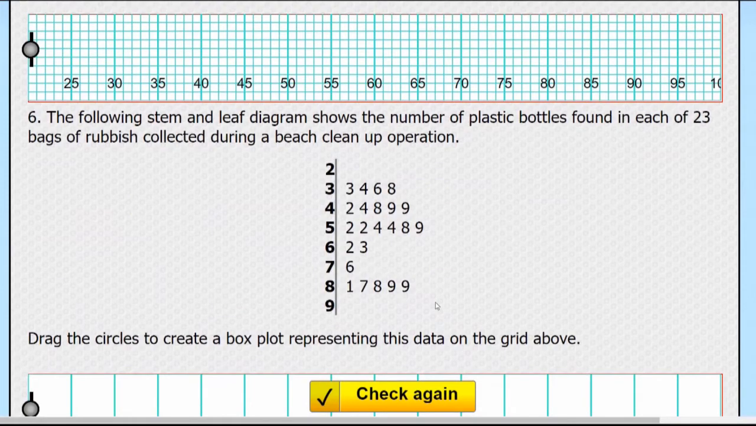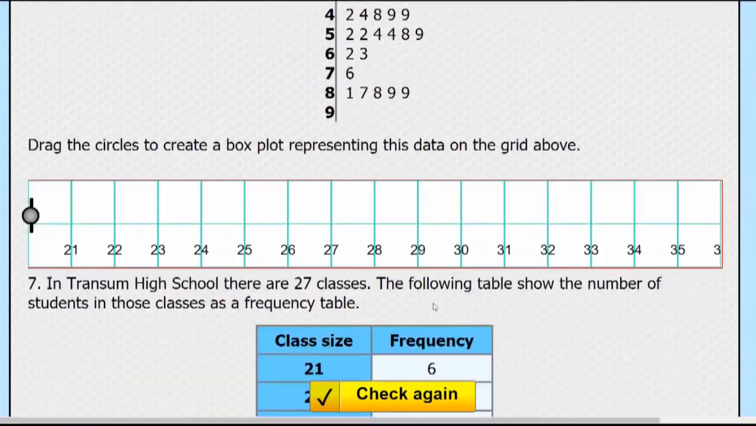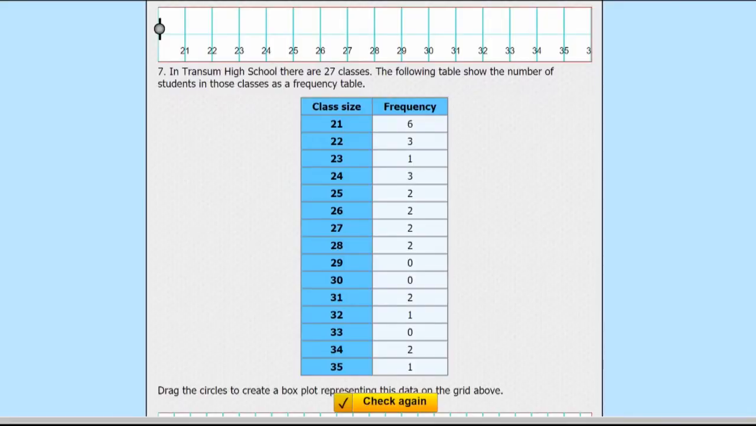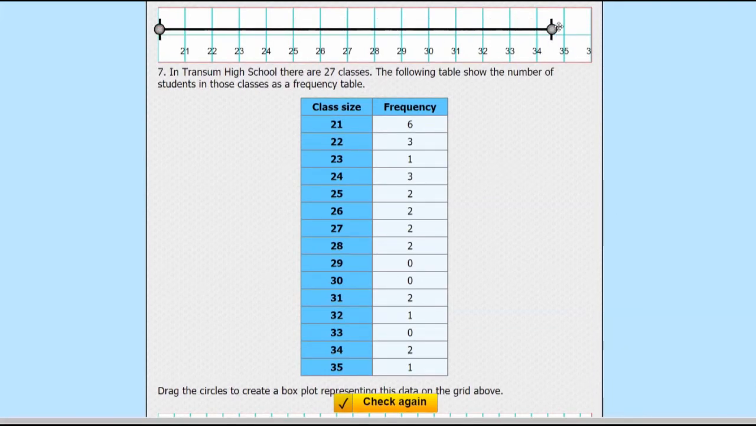Okay, this is very similar. Stem and leaf diagram, same idea. Right, question 7. We have data presented in a frequency table. So let's have a look. It looks like the maximum class size here is the number right at the bottom, 35. So let's go straight in and go up to 35 there.